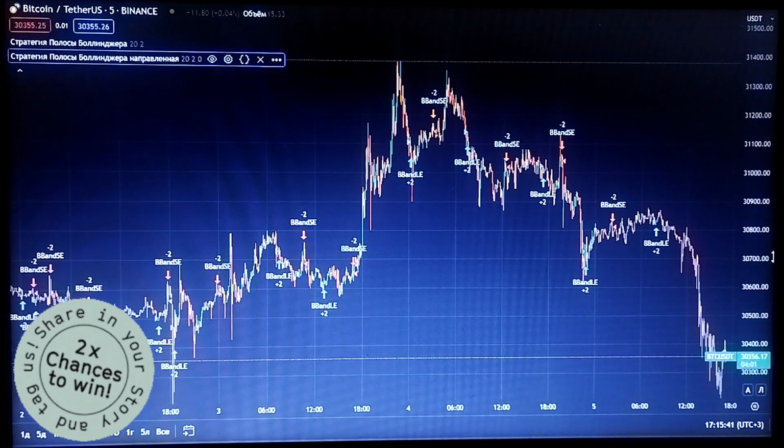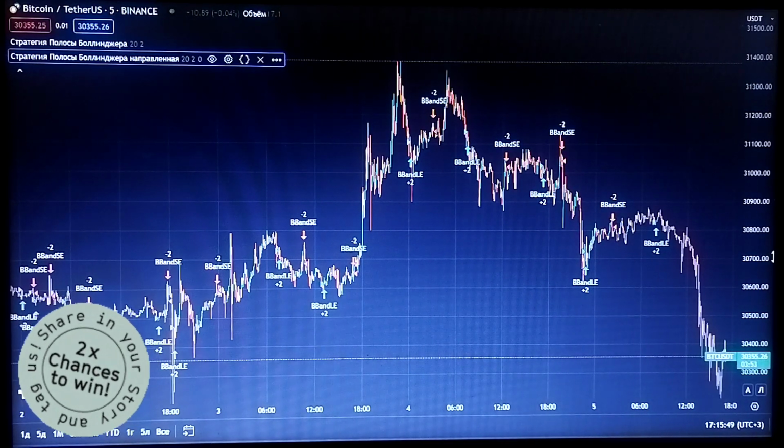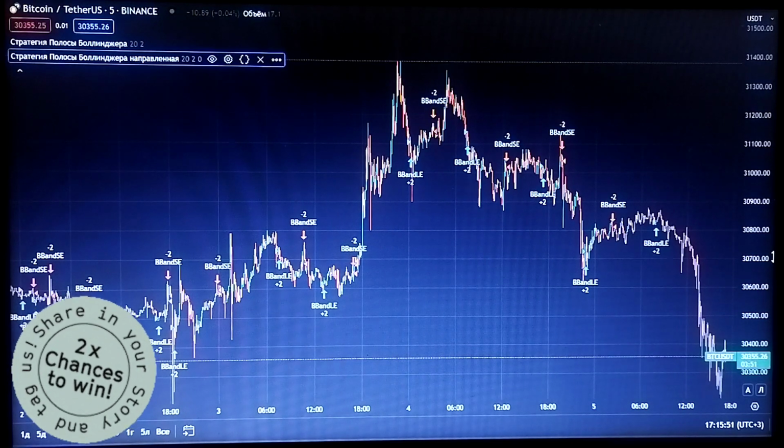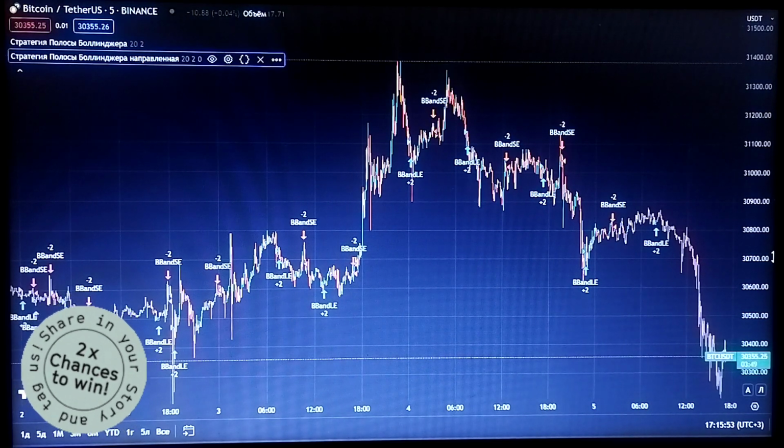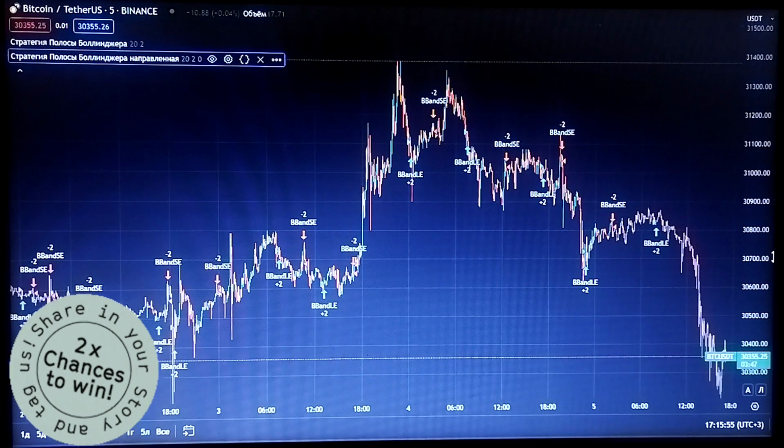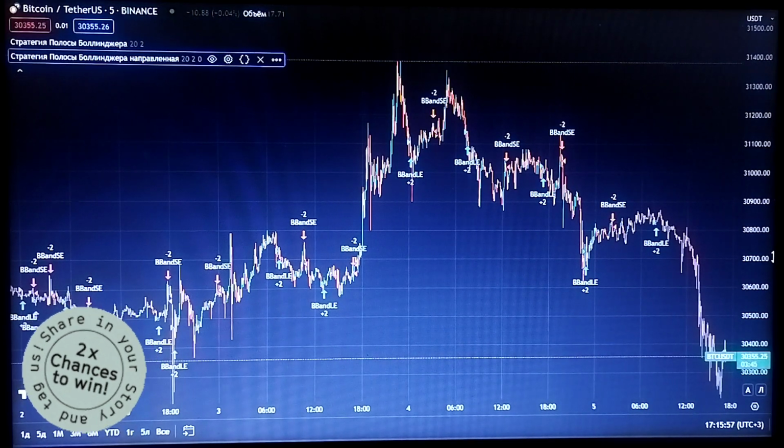Now let's see what happens to the moving average with a sideways flat. The price will fluctuate around it and constantly cross up and down. We buy on the lower band of the indicator, take profit on the upper one. Or we enter the sale at the top and take profits at the bottom.